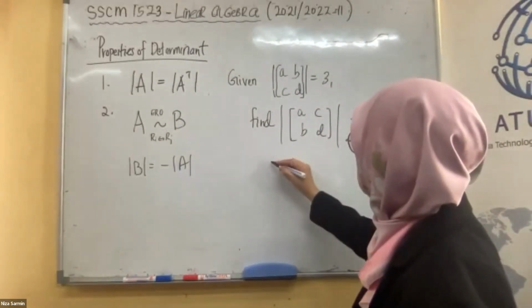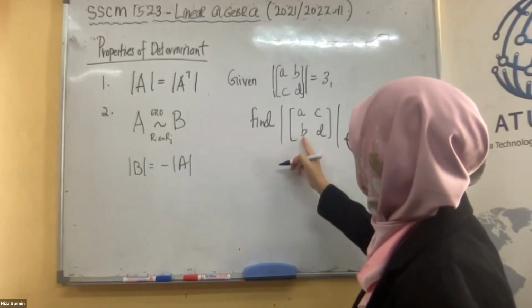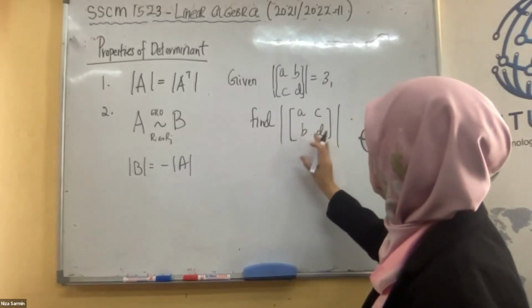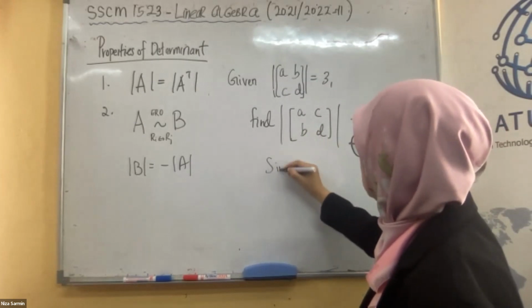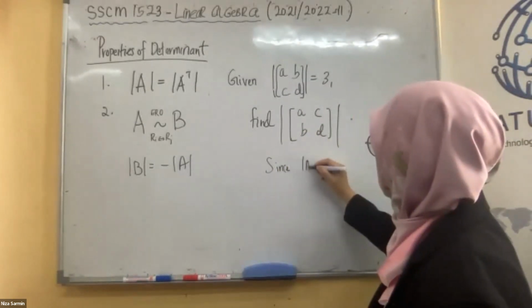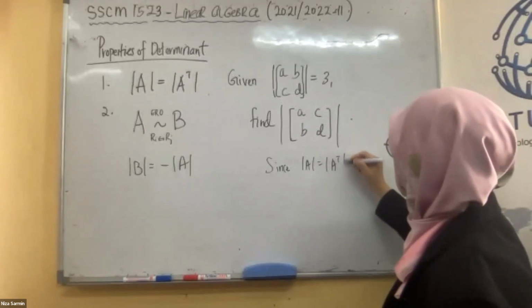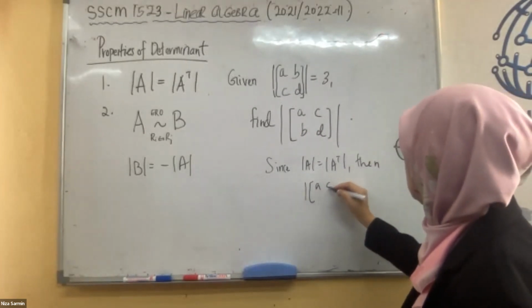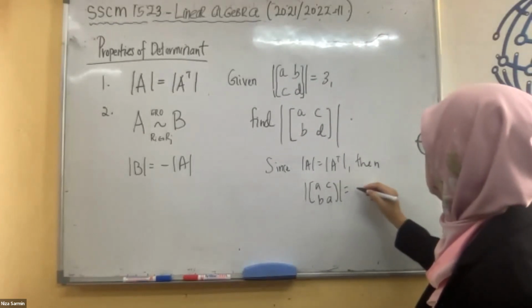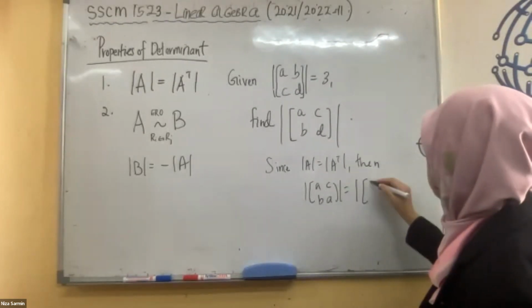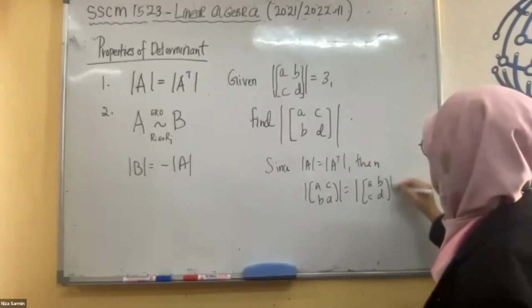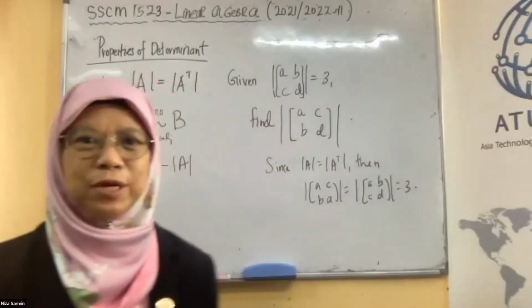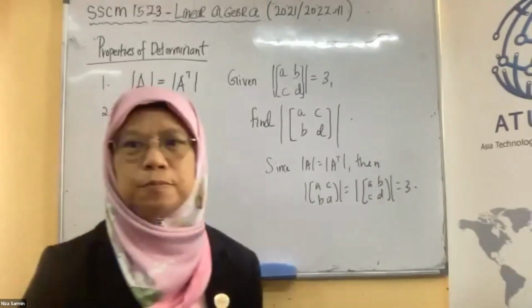Since this is the transpose, right? This is just the transpose. Since you write like this, then you say the determinant is the same. Give your reason, right? Because this is the transpose.